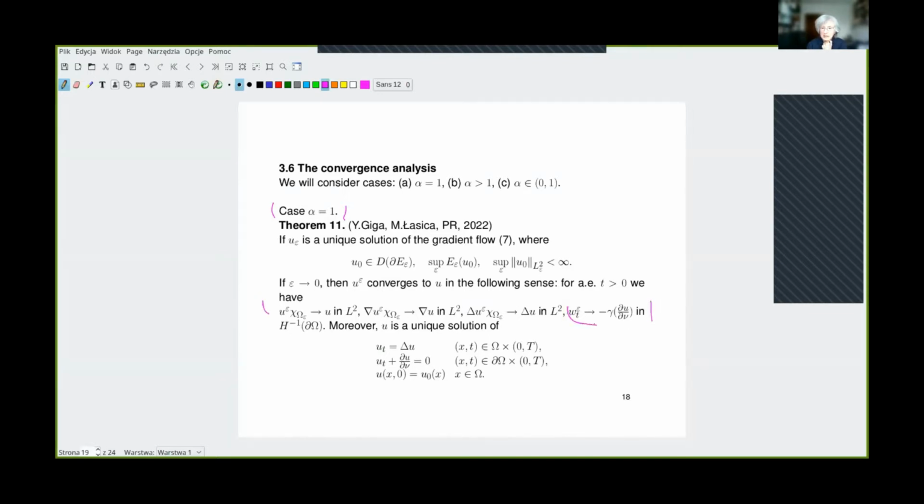And let me stress that the averages of the boundary layers have the following nice properties. The time derivatives converge to minus the trace of the normal derivative of the limit. However, this convergence is very poor. So we have the correct convergence to the correct object, but in a very poor sense. Nonetheless, we are satisfied. Moreover, the limit is the correct one.